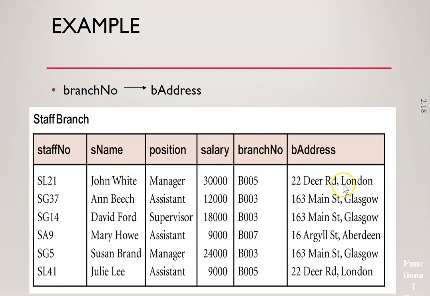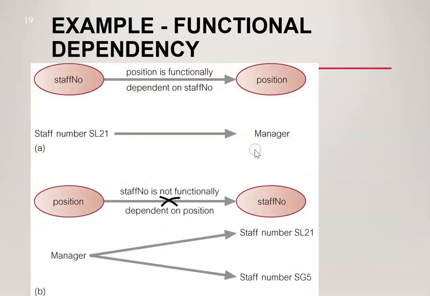So in other words, if you look at 22 Deer Road, London, the value of A should correspond to exactly one value. So when we're talking 22 Deer Road, London, we should only expect to have one B005 corresponding to that. Otherwise, if 22 Deer Road has another branch number, let's say B003, then we shall say that there is no functional dependency; rather, branch number does not determine branch address. So what you need to stick to is that branch number determines branch address if one value of branch address is directly mapped onto one value of branch number. That is the aspect of functional dependency.